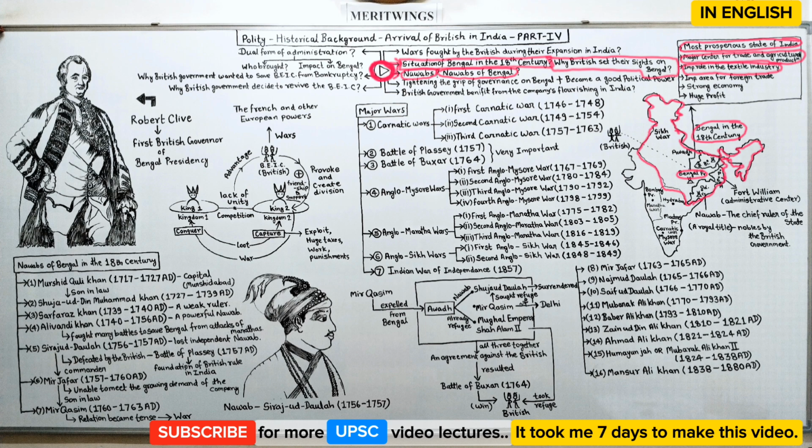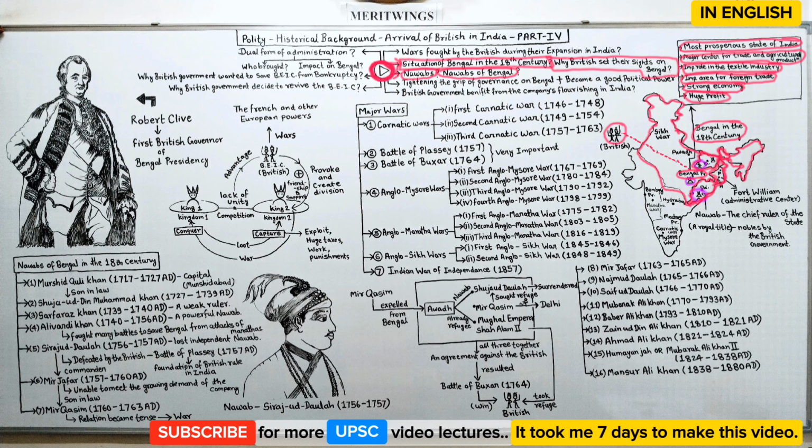Okay. Friends, at this time, that is in the 18th century, Bengal was the most prosperous state of India. It was a major center of trade and agriculture production. Especially it had an important role in the textile industry. Due to Hooghly and other ports, it was a very important area for foreign trade. At this time, the economy of Bengal was very strong and British traders were making huge profits from here. That is why the British set their eyes on Bengal.